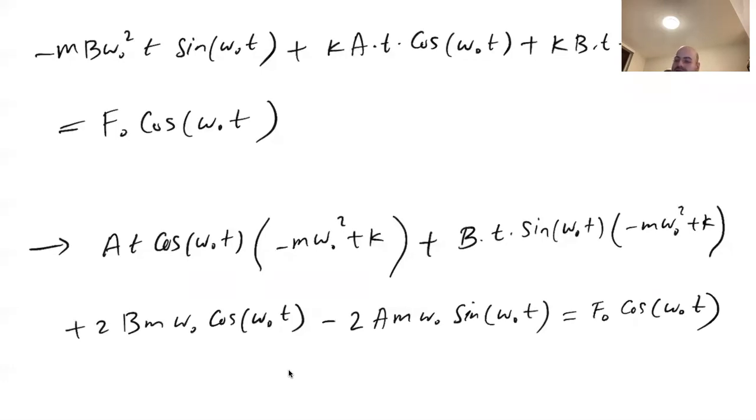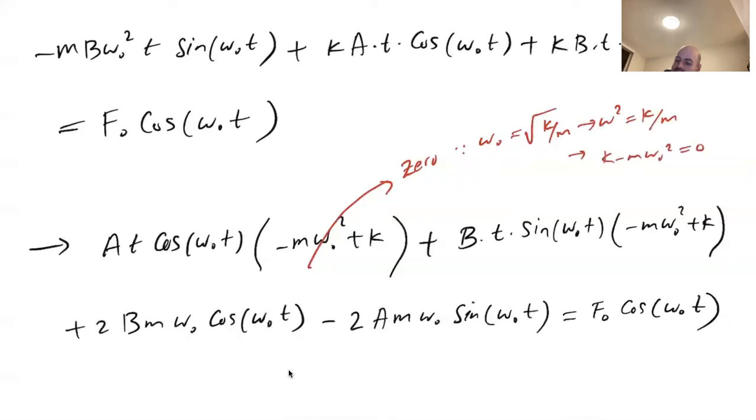Now, when I look at the terms on the left-hand side, this term is 0. Because by definition, omega naught is root k over m. So that means omega naught squared is k over m, and therefore, if I cross multiply, k minus m omega naught squared will be 0. So this term is 0. This term is also similarly 0.